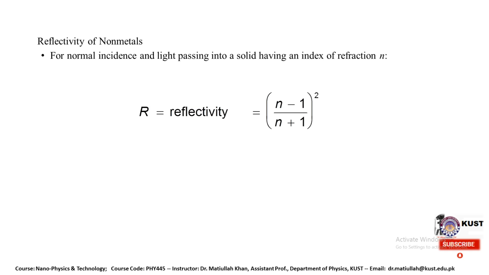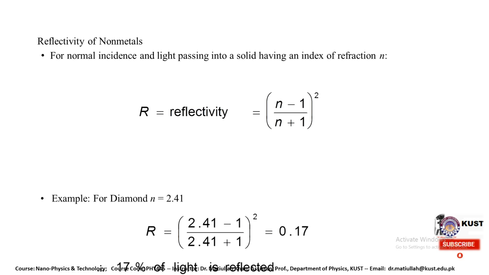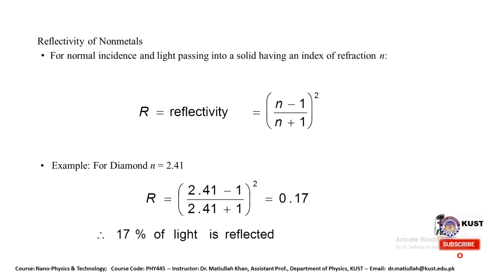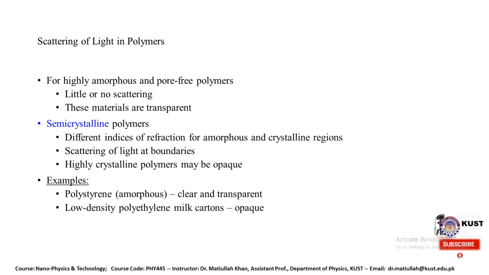So for normal incident light passing into a solid having an index of refraction n, the reflectivity is equal to n minus 1 divided by n plus 1, whole squared. Just like for the case of diamond, the index of refraction, or refractive index, is equal to 2.4. So we can calculate the reflectivity from this equation, and that is 17% of light will be reflected.